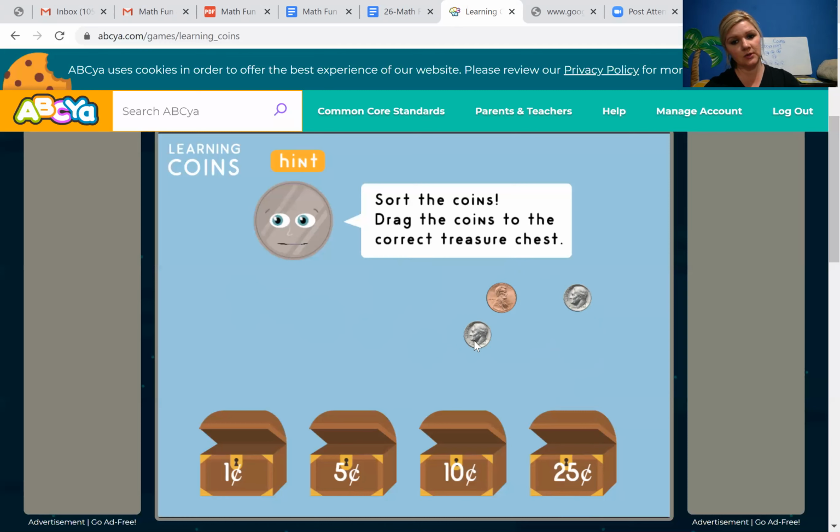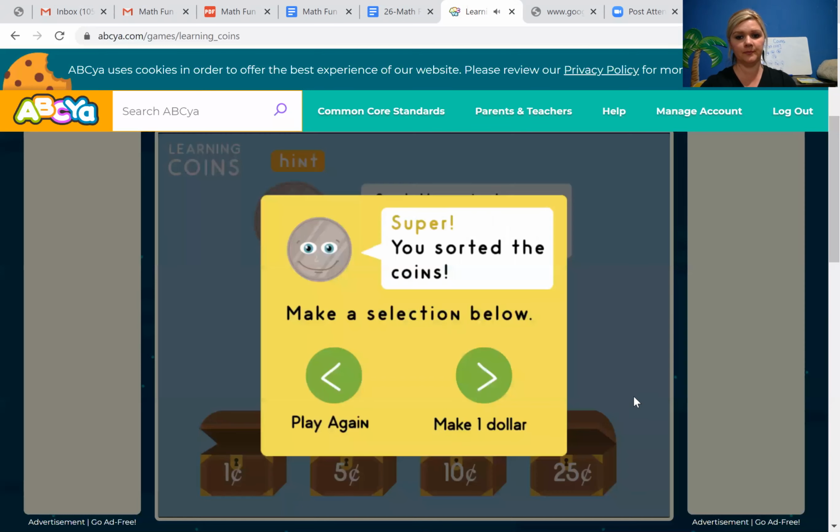So what is 2 dimes? They're 10 each, so we count by tens. Remember, starting with the greatest, 10, 20, and then we count by ones, 21. All right. Super! You sorted the coins.